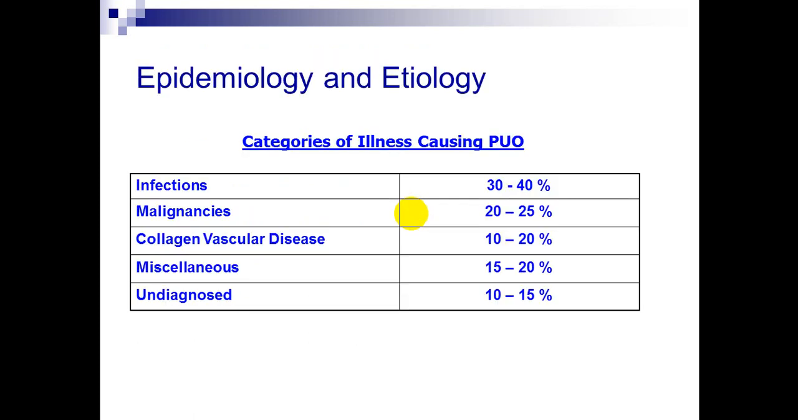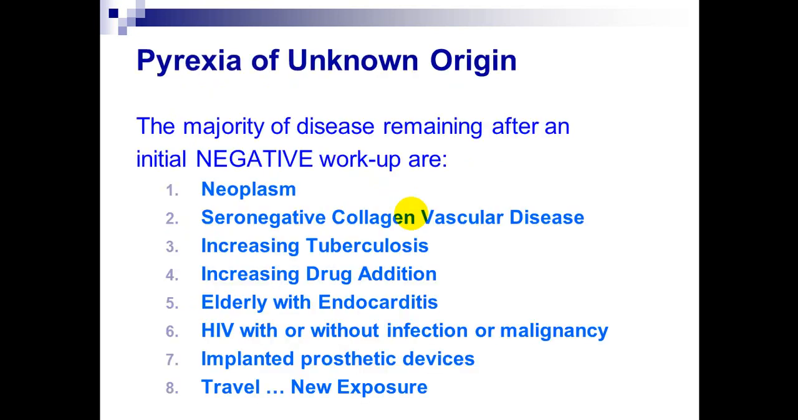and transplant. Epidemiology and etiology: the category of illness causing PUO, infection, is still at the top of the list, followed by malignancy, connective tissue disease, miscellaneous, and still there are 10 to 15% undiagnosed.